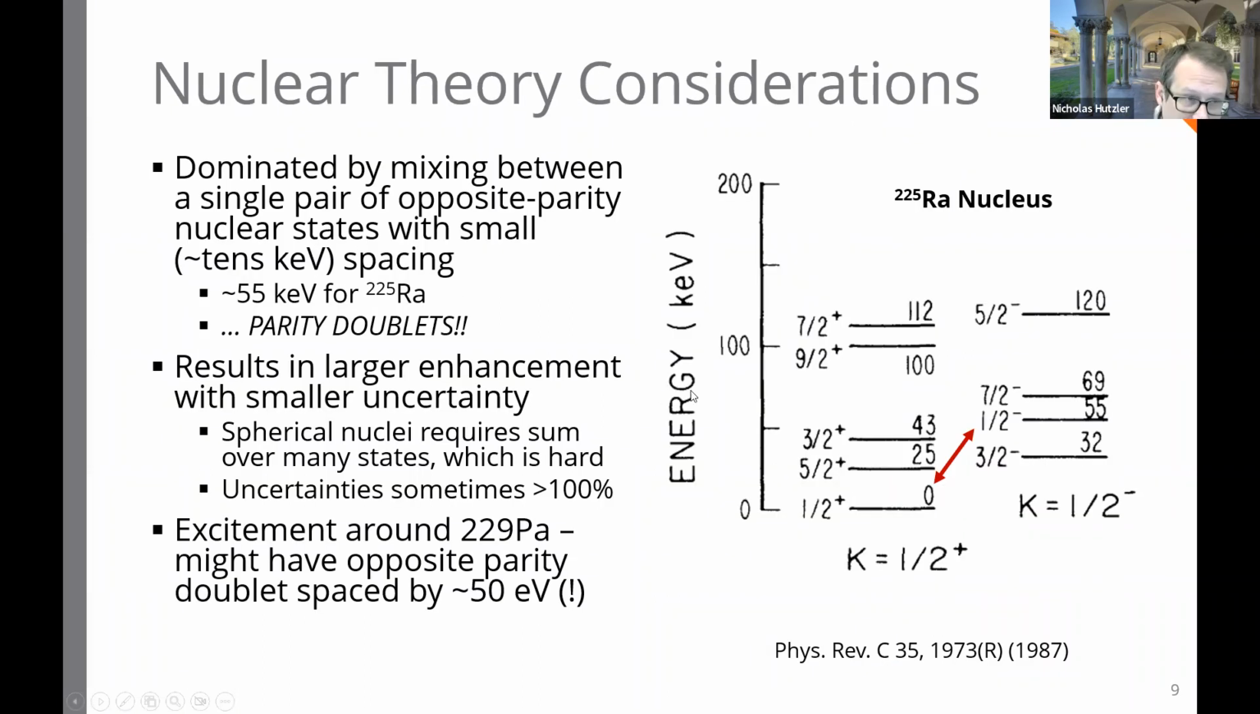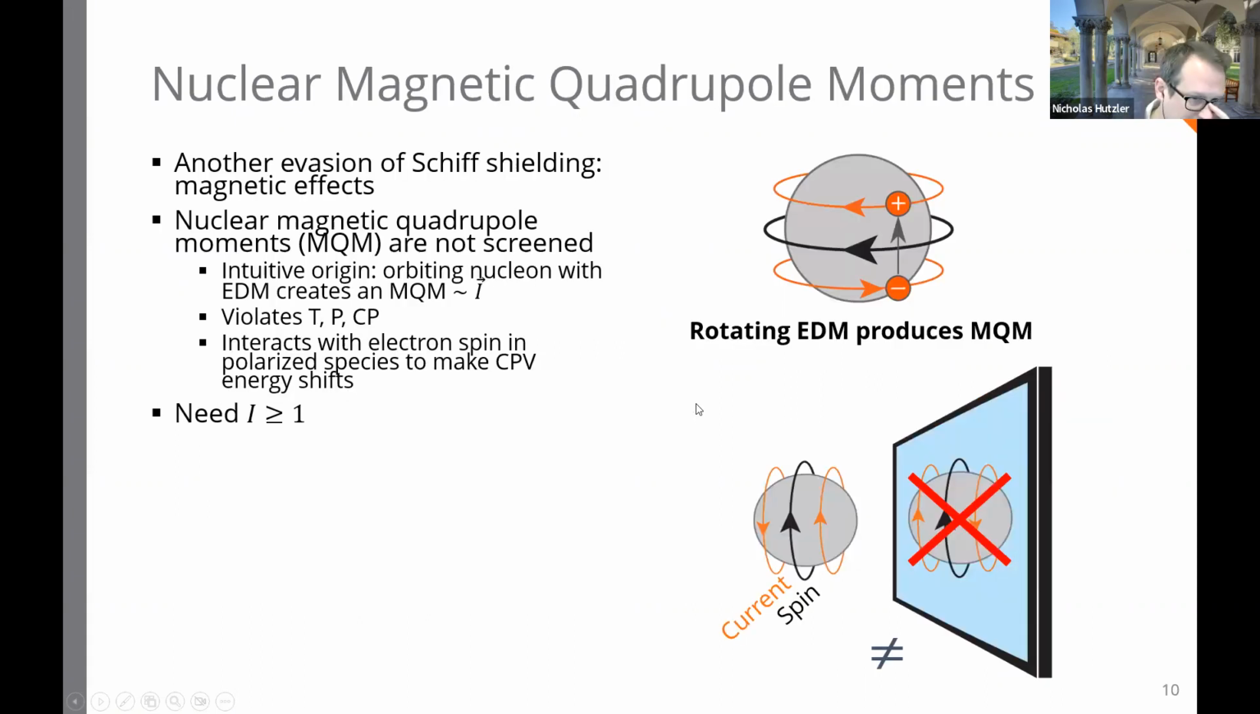Shift moments can evade Schiff's theorem and give you observable symmetry-violating CP violation in the nucleus manifested in an atom or molecule. Another way to evade Schiff's theorem is to forget about electrostatics and just use magnetic effects. Magnetic fields aren't screened because there are probably no magnetic monopoles. So CP violating magnetic moments in the nucleus are just not screened. They don't suffer from this Schiff's theorem issue.